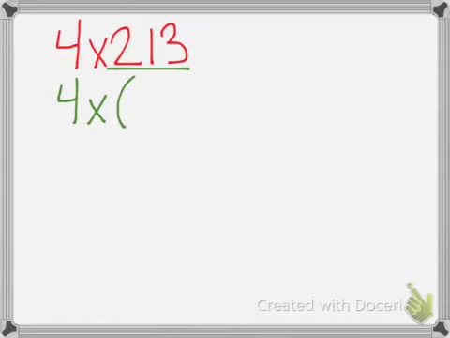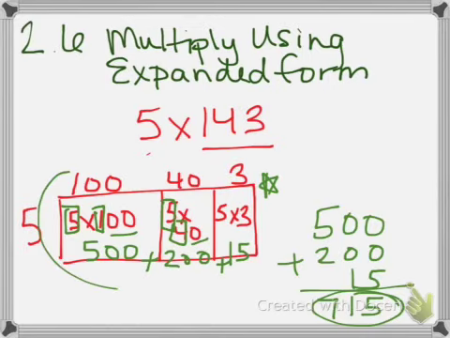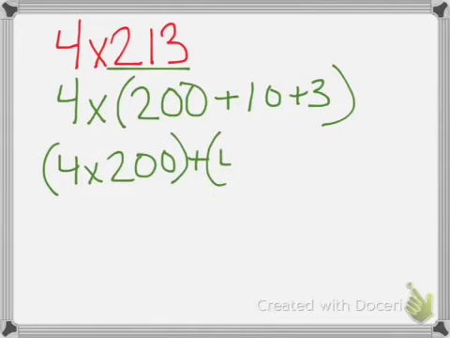in expanded form. That is something that we covered in the first chapter. So they did a great job telling me that 213 is 200, 10, and 3 in expanded form. Now we're going to take this, and instead of drawing boxes in our previous one, we're still going to do 4 times 200 plus 4 times 10 plus 4 times 3.